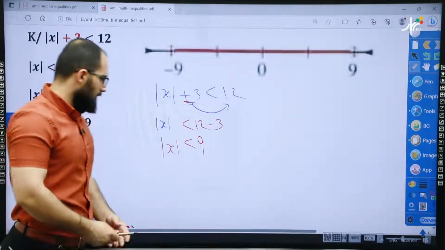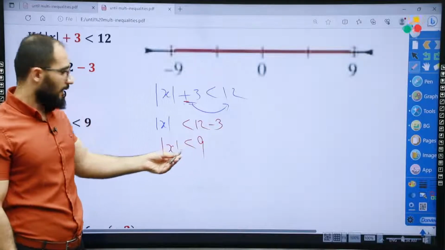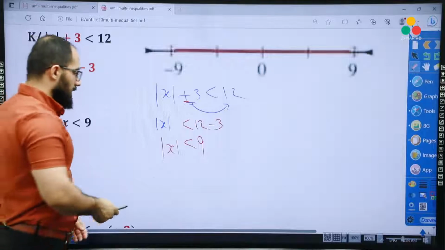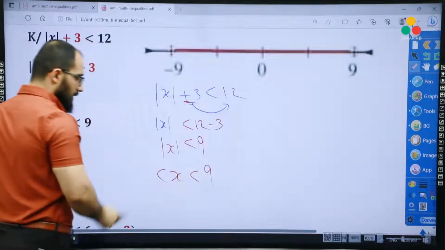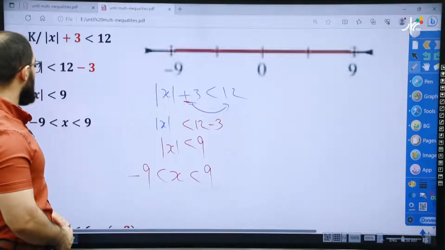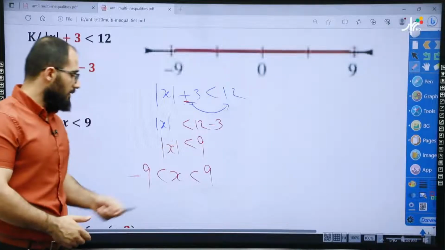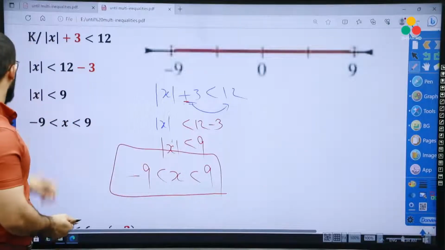So right now, ask yourself, is the absolute value less than 9 or greater than 9? It is less than. And we said that if it's less than, it is going to be an and inequality: x between negative 9 and positive 9. Again, because the absolute value is less than the number, that's why it makes an and inequality.